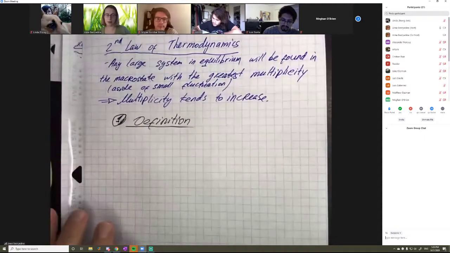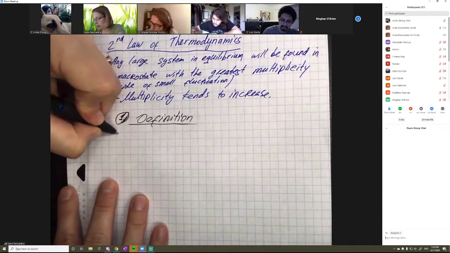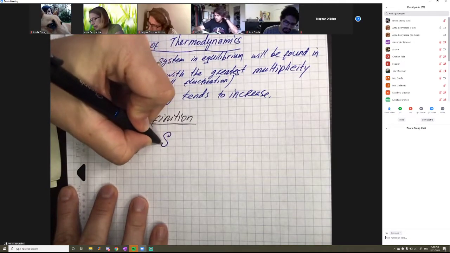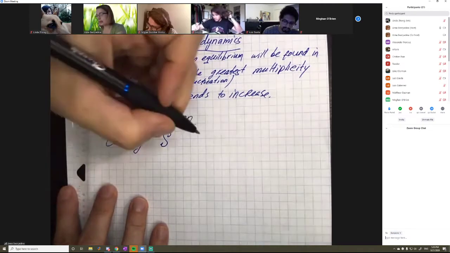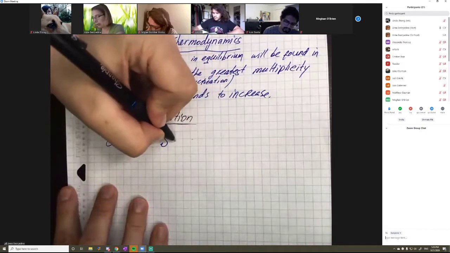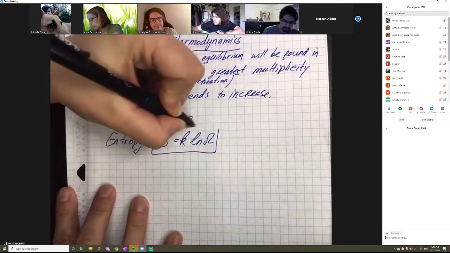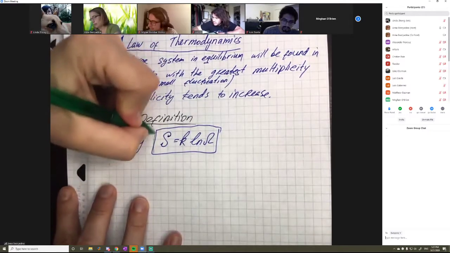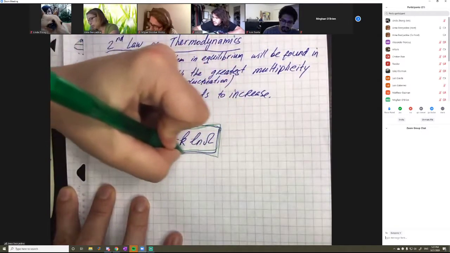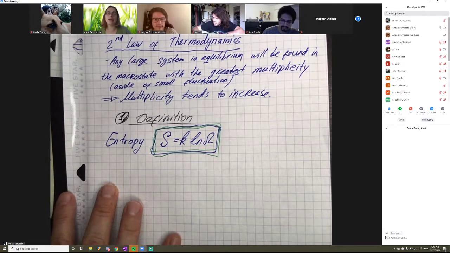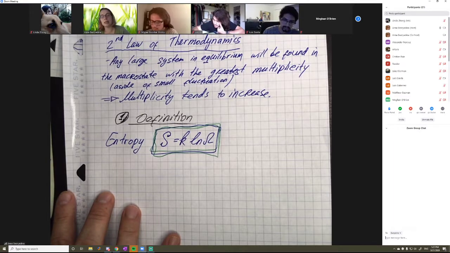Okay. So how do we define entropy? It is defined as the large letter S, and it's equal to k times the logarithm of the multiplicity. And as we study entropy, it will help you to explain why we have energy flow in the cycle and how the energy flows.